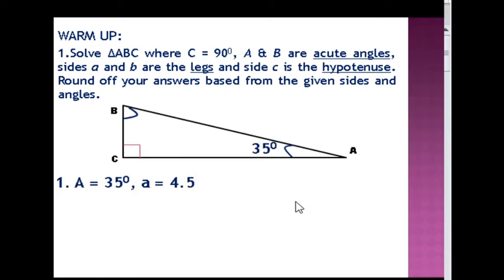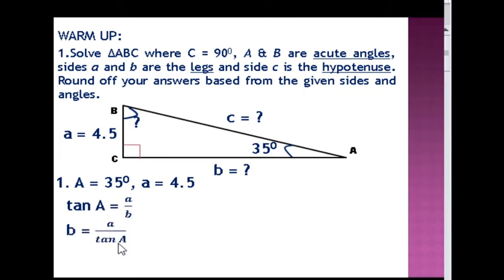Angle A is equal to 35 degrees. Side a is 4.5. Side b is unknown. Angle B is unknown. Side c is unknown. Solving for side b, we have tangent A is equal to opposite over adjacent side, or tangent of A is a over b, wherein b is equal to a over tangent of A. Or simply, b is equal to 4.5 over tangent 35.